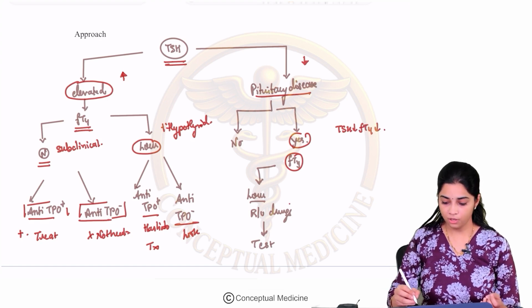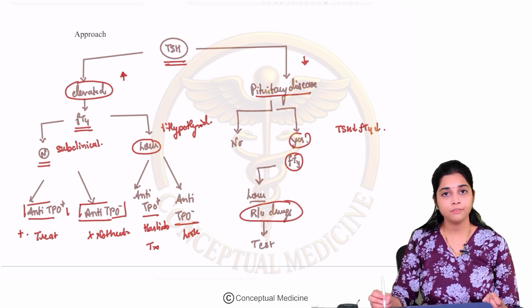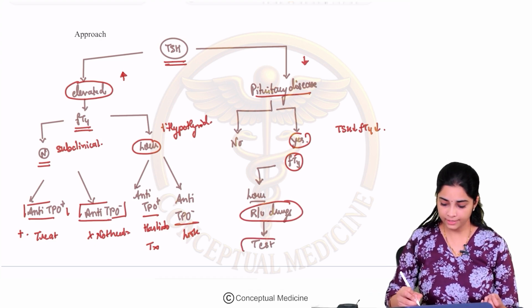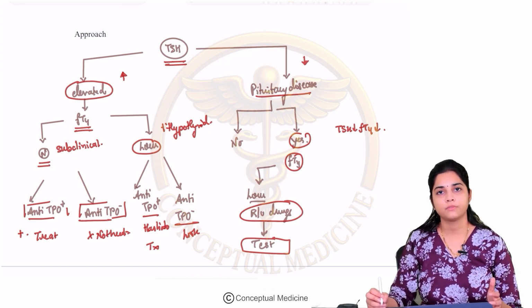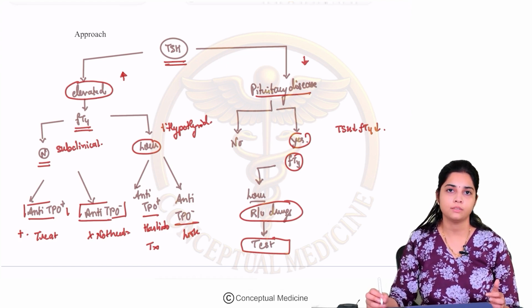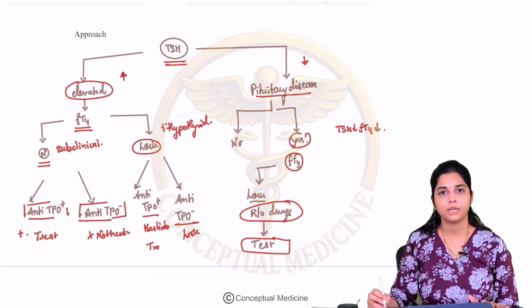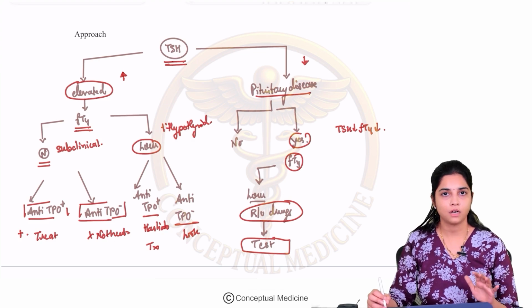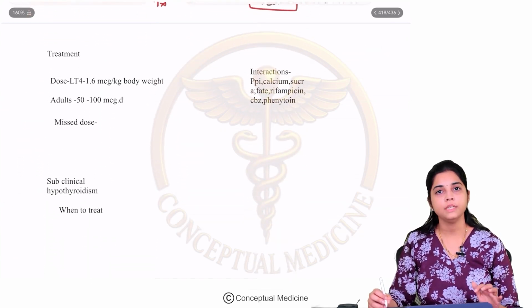Always rule out drugs, because many a time there can be interference with drugs. If that has been ruled out, go ahead and do testing for all hormones, do an MRI brain, look for the cause of your central hypothyroidism. Okay, fine. So this is about your approach to thyroid hormones. How do you approach your thyroid function testing in hypothyroidism? Fine. Now let us go on to the treatment.